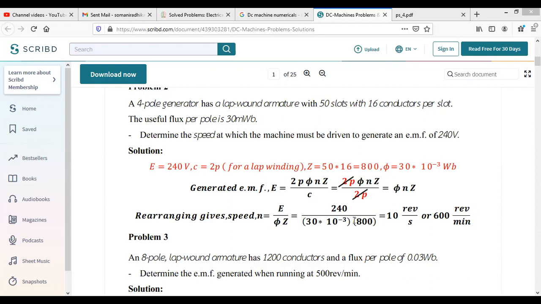So here they have given the value per slot. We can solve for Z, the number of conductors for the whole DC machine. That will be 50 into 16, and you will get 800. They have given that the useful flux per pole is 30 milliweber, that is 30 into 10 raised to minus 3 Weber. You can denote the flux by the letter phi.